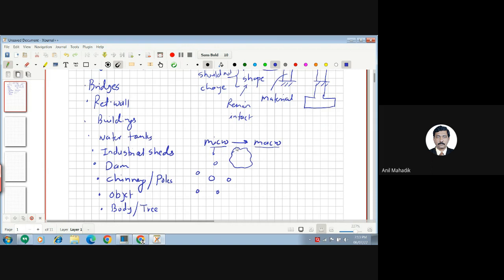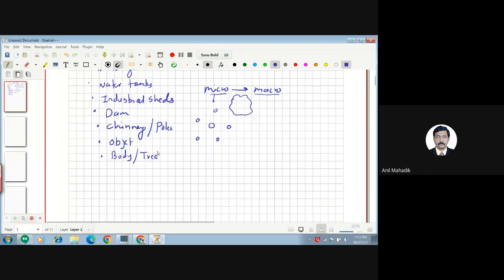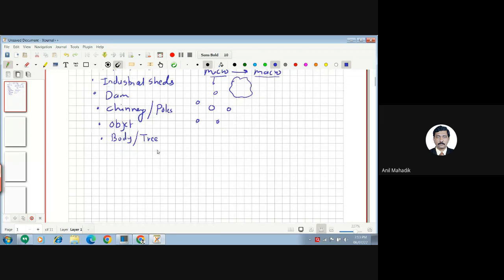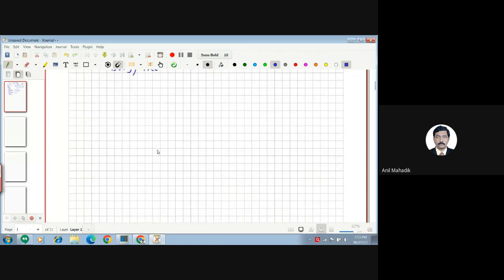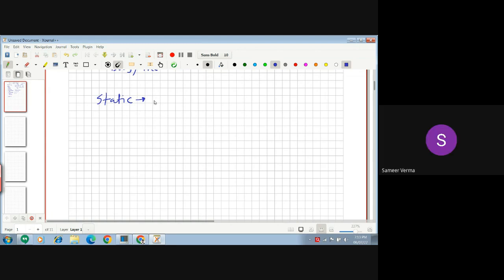Now as far as civil engineering is concerned, in structural engineering we are mostly dealing with the static structures. What is meant by static? Stationary. Yes, it is stationary or which doesn't move. So we are mostly dealing with this.